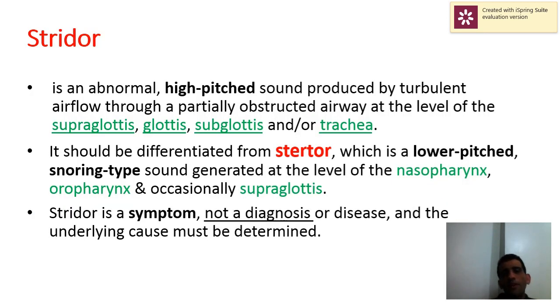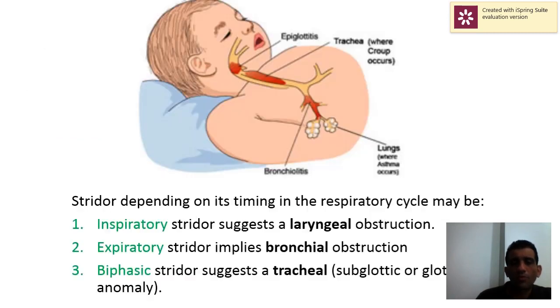Stridor is an abnormal high-pitched sound produced by turbulence of airflow through a partially obstructed airway at the level of the supraglottic, glottic, subglottic, and the trachea. It should be differentiated from stertor, which is a lower-pitched snoring type sound generated at the level of the nasopharynx and occasionally the supraglottic area, which is presented in upper airway obstruction. Stridor is a symptom, not a diagnosis or disease, and the underlying cause must be determined.